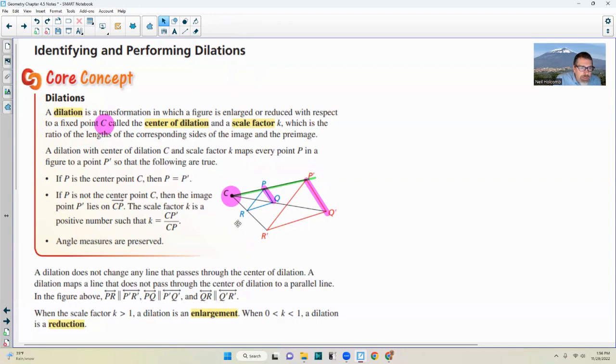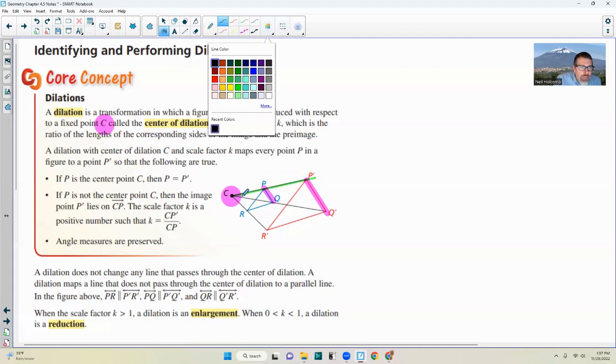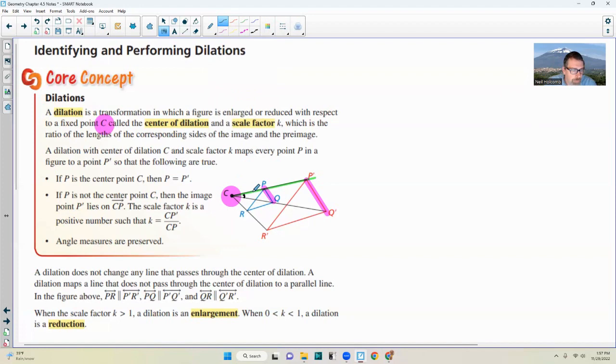Angle measures are preserved. So what that means is when you do a dilation or a translation or a rotation, if you take this angle right here, angle P in this blue triangle, and you dilate the triangle larger, these two angles are congruent. Angle R would be congruent to angle R prime, and angle Q, I'll put 3 marks, would be congruent to angle Q prime. Okay, so angle measures are preserved.